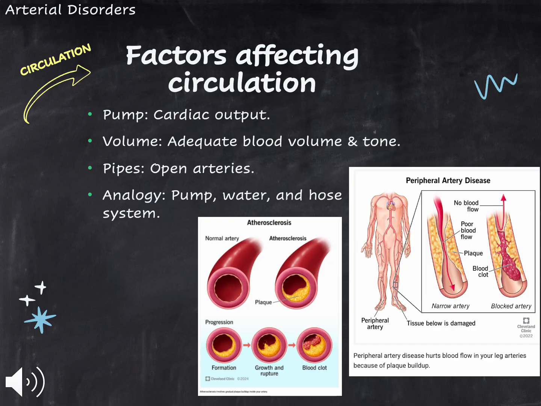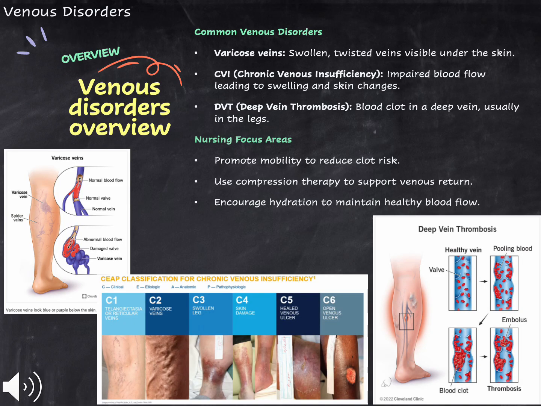So, when assessing perfusion, always think pump, volume, and pipes. It's a simple framework that explains almost every circulation problem you'll encounter. Now that we've covered arterial circulation, let's shift our focus to the venous side of the vascular system, the part responsible for bringing blood back to the heart.